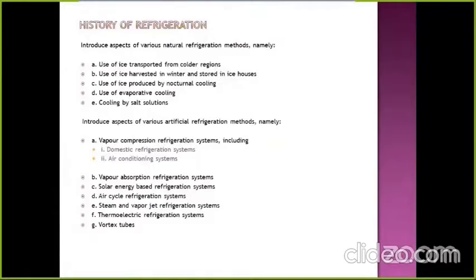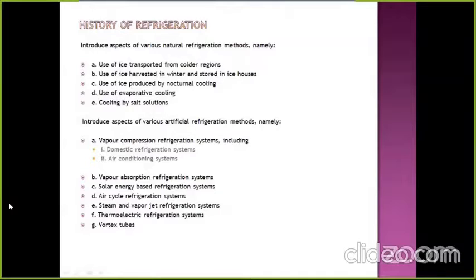The history of refrigeration is basically classified into two categories. The first classification is natural refrigeration methods, and the next is artificial refrigeration methods. So what is artificial refrigeration, and how is it different from natural refrigeration? Natural refrigeration takes place due to cold spots or the convection process. It is eco-friendly, but it takes a lot of time. It is a very slow process.